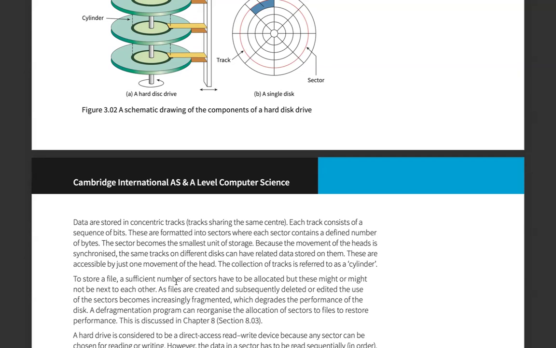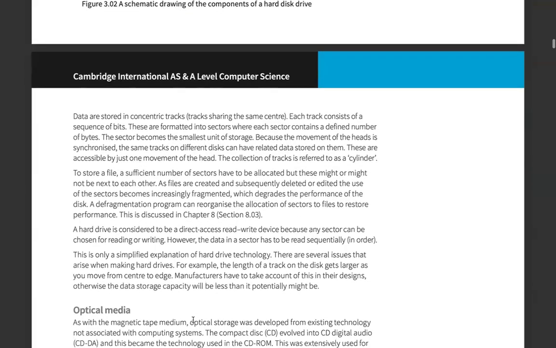Fragments, meaning breaking into pieces, and a defragmentation program can recognize the allocation of sectors, the way we have allocated sectors. We can introduce a defragmentation program, and we use this to reallocate sectors to files to restore performance as well. This is discussed in chapter 8.